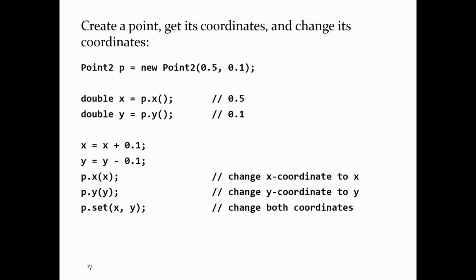The point2 class doesn't give you an example in this case. The point2 class doesn't make its x and y coordinates available to you directly by name. So this is not a good example.